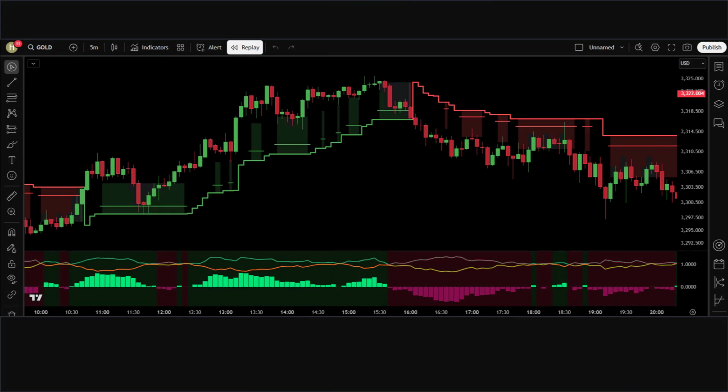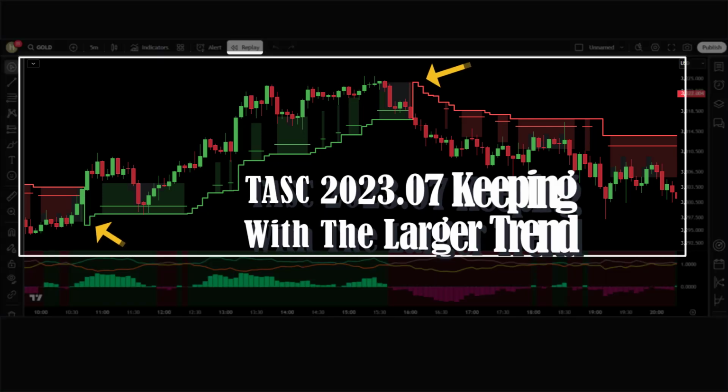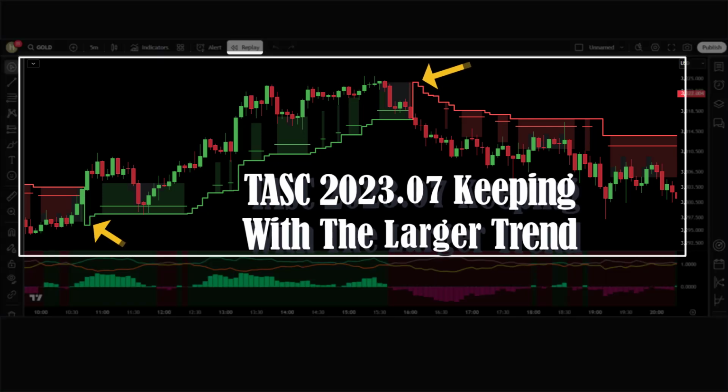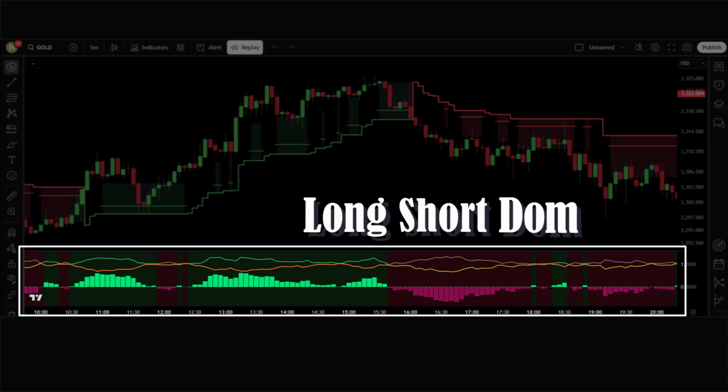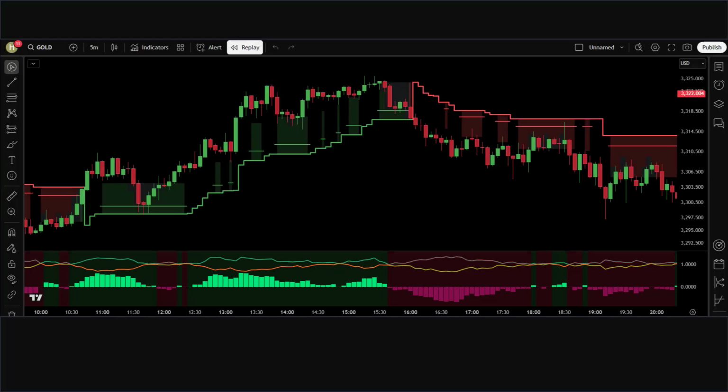So let's get started. The buy-sell signal indicator that we see in the chart is TASC 2023.07, keeping with the larger trend. And the bottom indicator that we can see in the chart is called long-short DOM. Now let's understand the concept where we will take buy and sell trades based on their conditions.